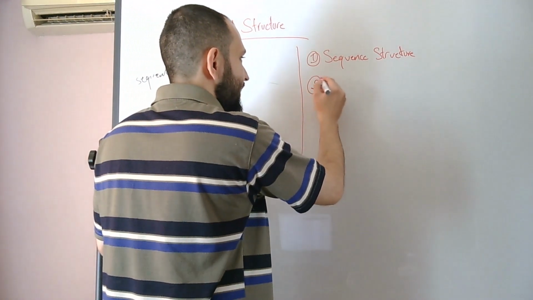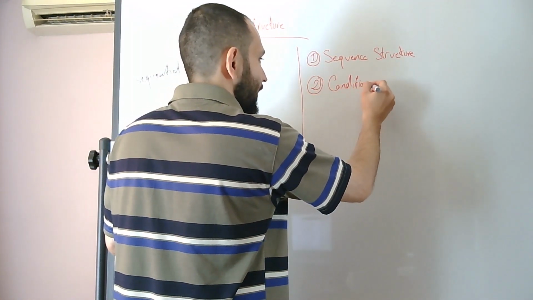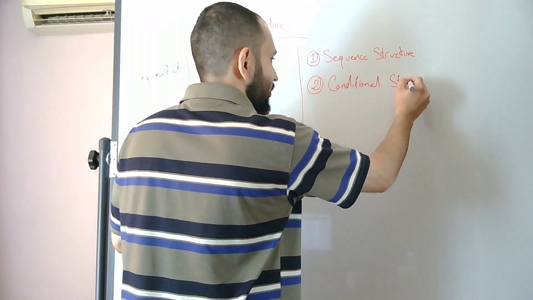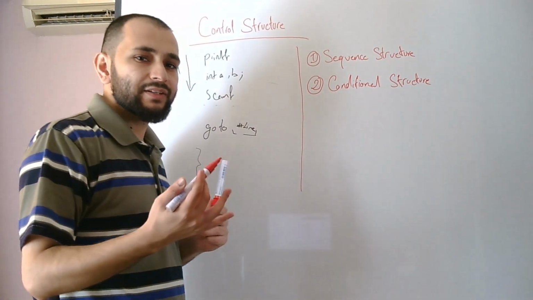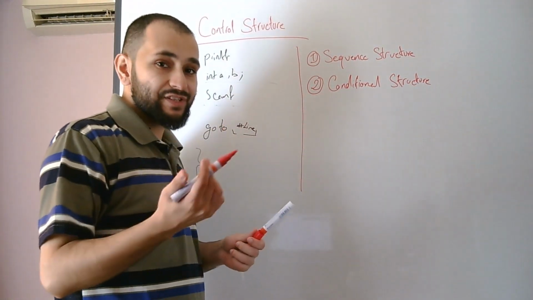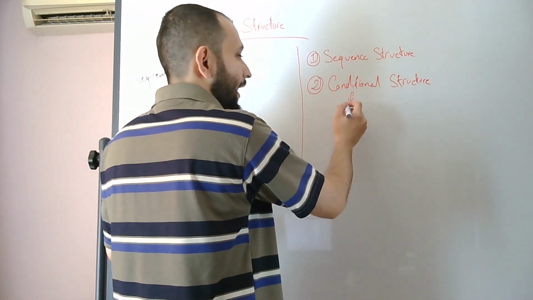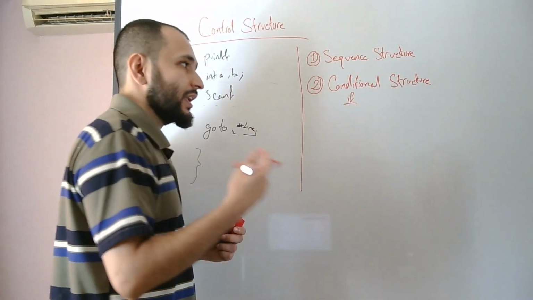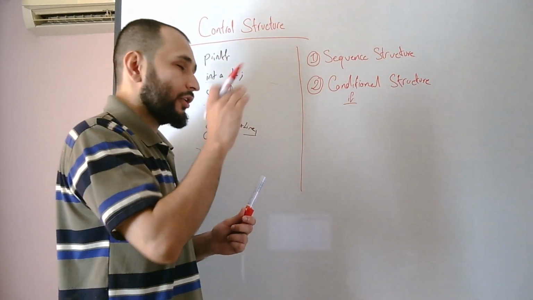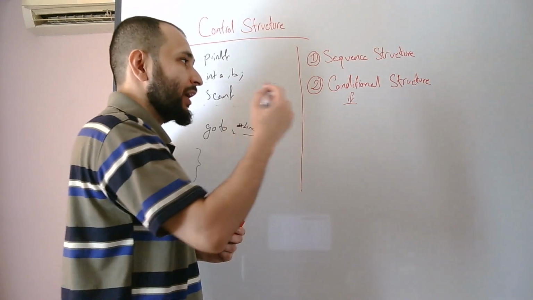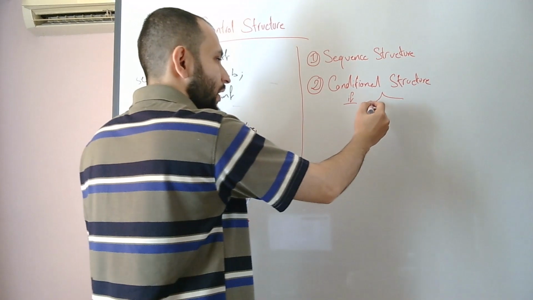The second one is the conditional structure. This one we have actually seen a little bit using if statements. We have seen that an if statement can control whether a certain block of code is executed or not executed, and how the flow can go one way or another. So this is the conditional structure.